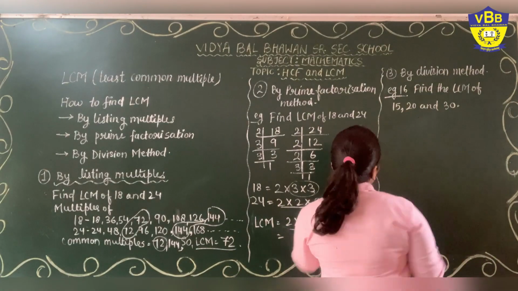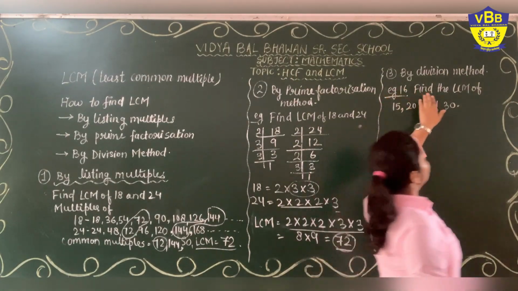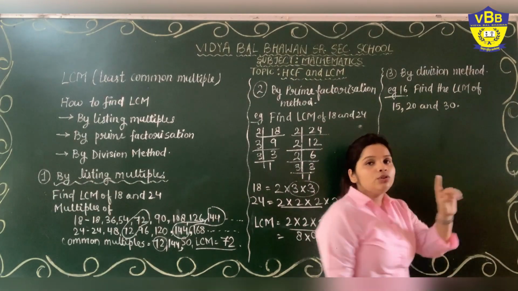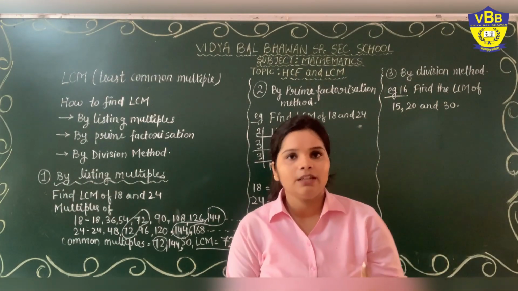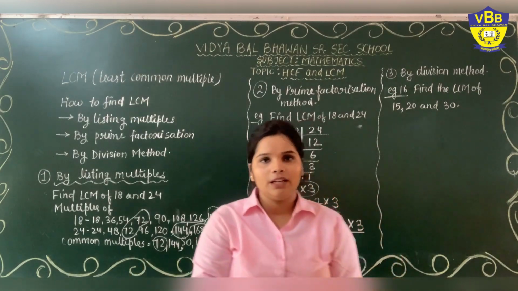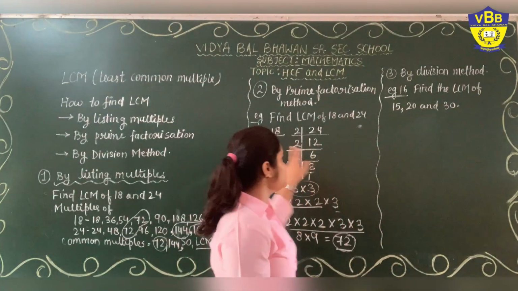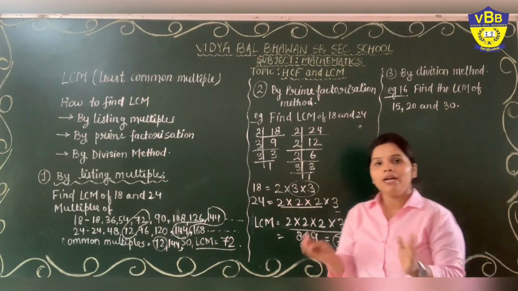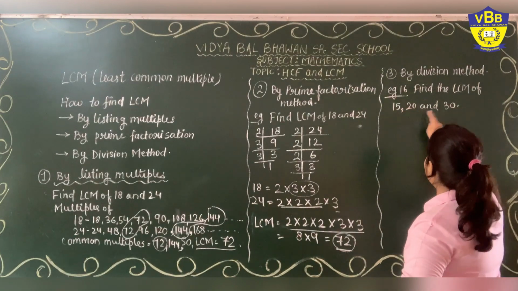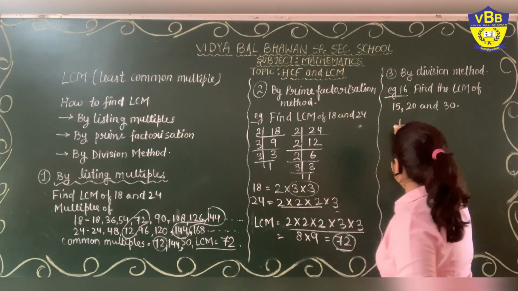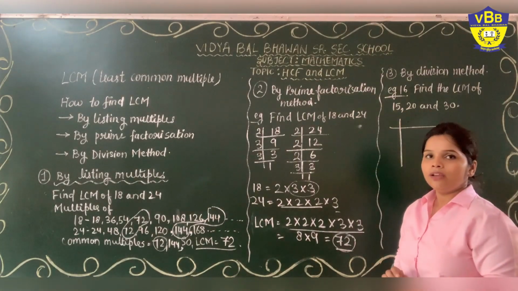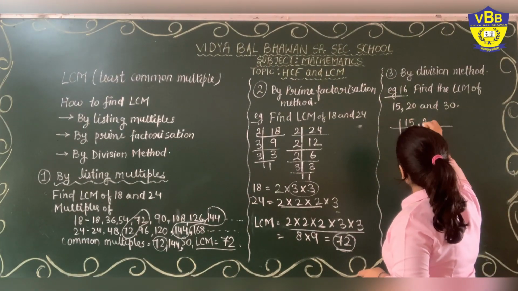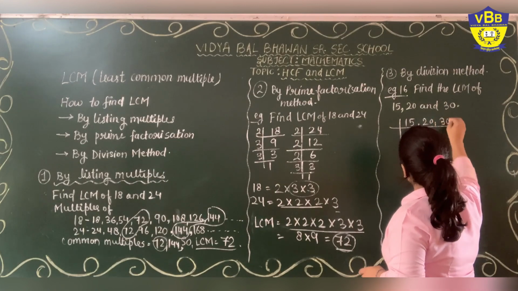Like if the question is example number 16, find the LCM of 15, 20 and 30. Here also in this method, you need to perform prime factorization, but not separately, not 18 and 24 separately, but together. 15, 20 and 30. So do it like this. Make a column of prime factorization.